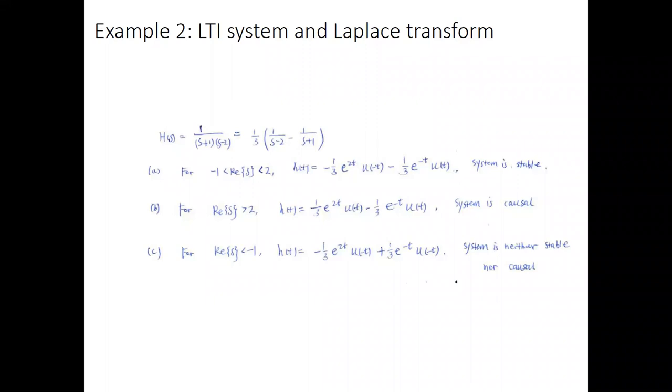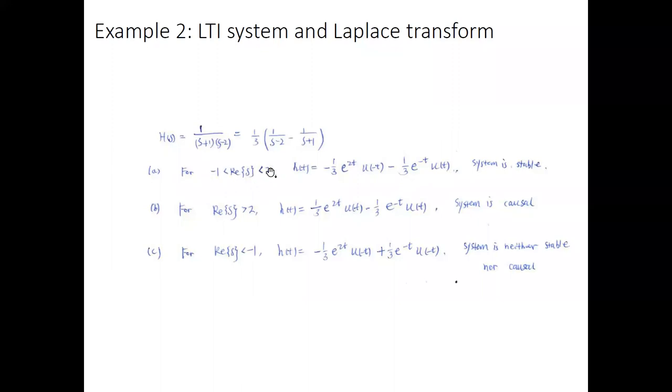In this case, corresponding to the first term, the region of convergence is to the left of it. So it should correspond to a left side signal, u of minus t, exponential 2t. Don't forget this coefficient 1 over 3, and don't forget this minus sign. For the second term, the region of convergence is to the right of the pole minus 1. So it should be a right side signal, u of t, exponential minus t, coefficient 1 over 3. And the system is stable.